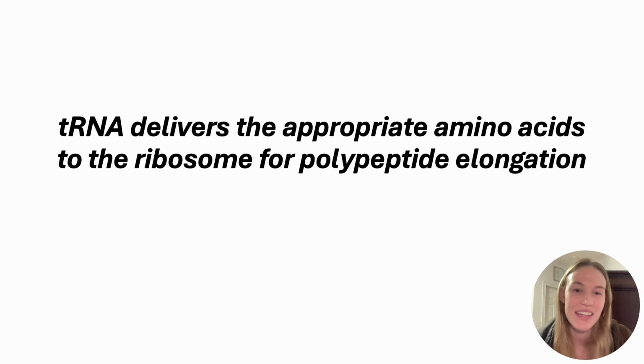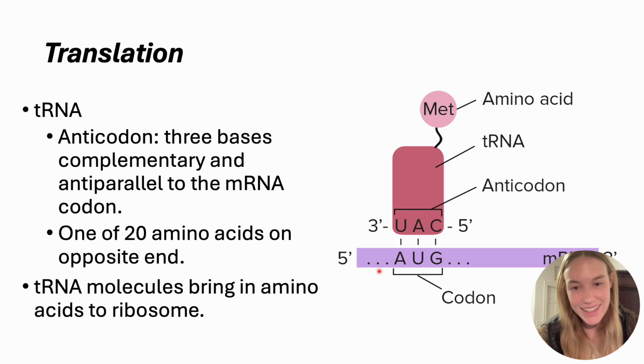Now, tRNA is what delivers the appropriate amino acid to the ribosome for polypeptide elongation. So this is the step that you need to know the best, elongation. So what exactly is tRNA? Well, it's transfer RNA. And that means that it transfers the amino acids to the ribosome. And it does it through this mechanism where it matches an anticodon to a codon.